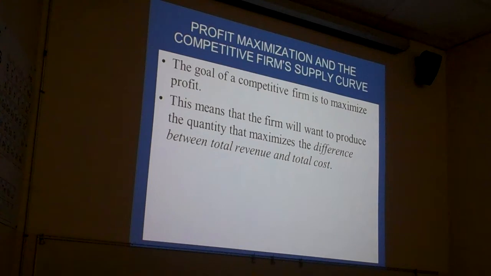We have revenue, which is total revenue. Everybody okay with that? Average revenue is total divided by output, marginal revenue is what we get for selling one more unit. So for a competitive firm, what we want to do is produce up to where the difference between our total revenue and total cost is the greatest, and that's profit.